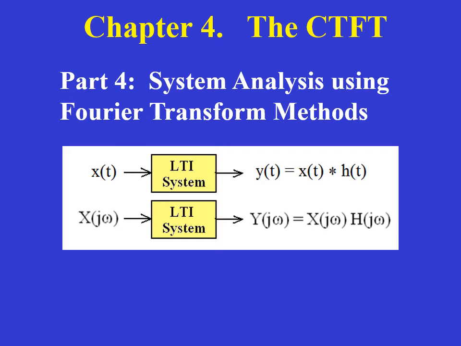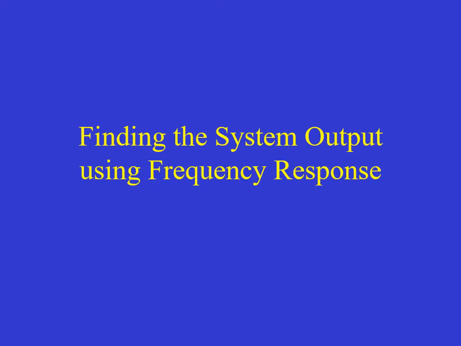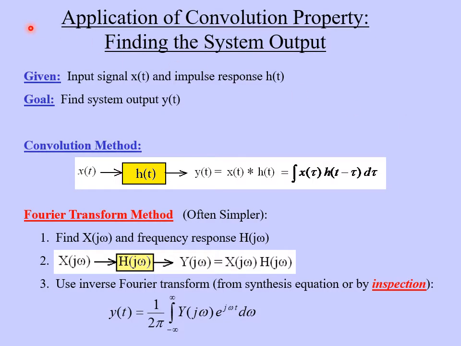In this part of the lecture, we will be doing system analysis using Fourier transform methods. The first thing we're going to do is show a way to find the system output by using the frequency response. This is one of the important applications of the convolution property of the Fourier transform: we can find the output of a system.